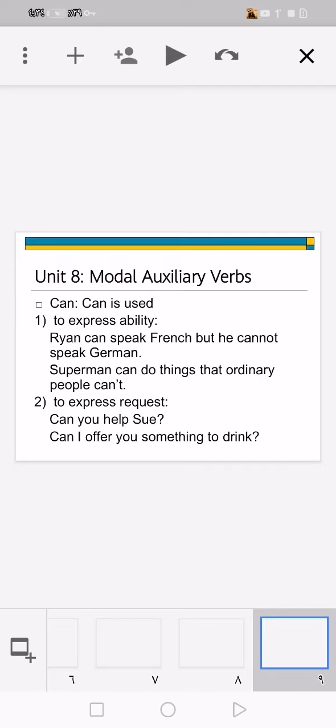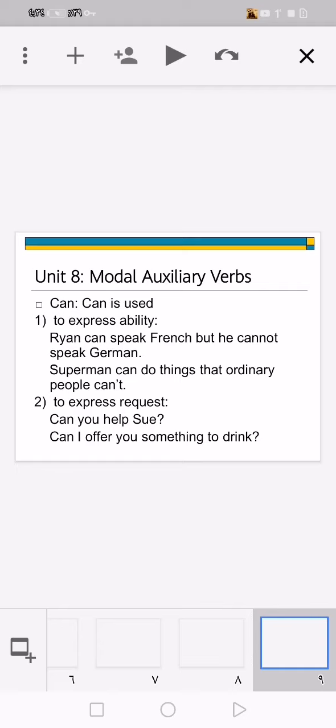Modal auxiliary verbs, can. Can is used, number one, to express ability, القدرة. For example, Ryan can speak French, but he cannot speak German. يعني هو يتكلم اللغة الفرنسية لكن ما يتكلم اللغة الألمانية. Superman can do things that ordinary people can't. Can do. Can هو اللي مثل modal auxiliary verb. Do is the main verb. بالsentence number two. Sentence number one: Ryan can speak. Can is the auxiliary modal verb. Speak is the main verb.